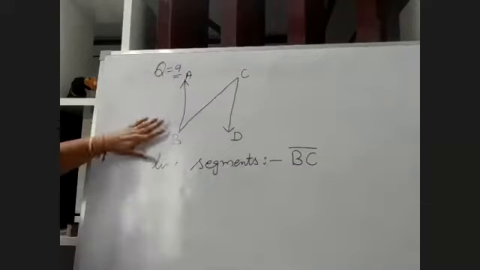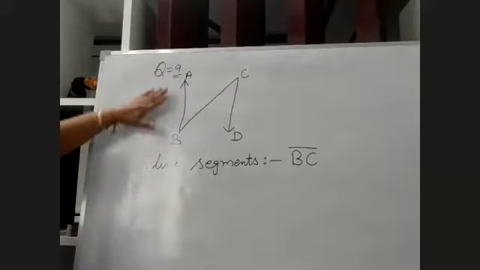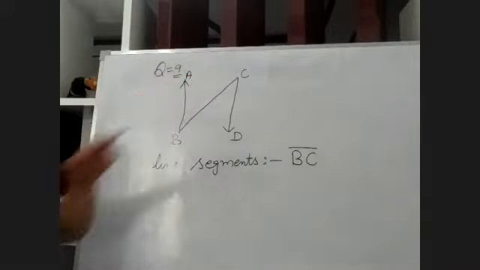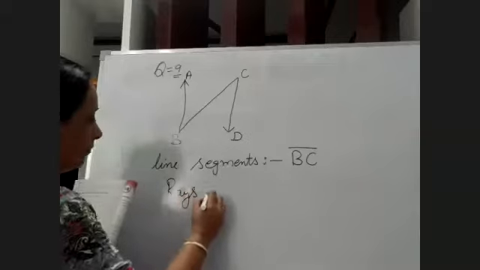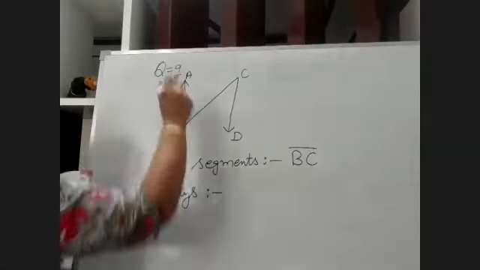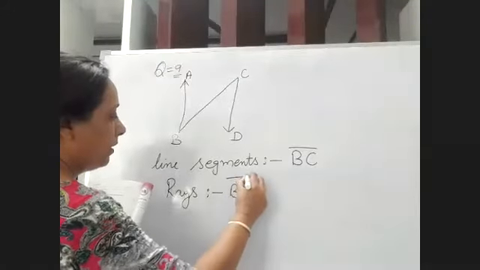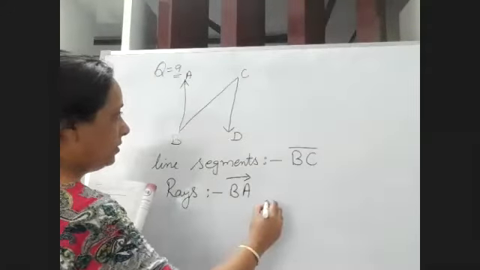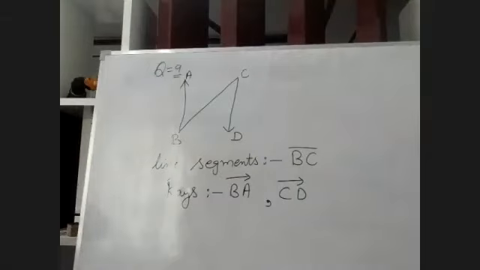Now, the two rays are BA and CD. Two rays: first is BA, right, written as BA, and CD. Yes, so this is our first figure.